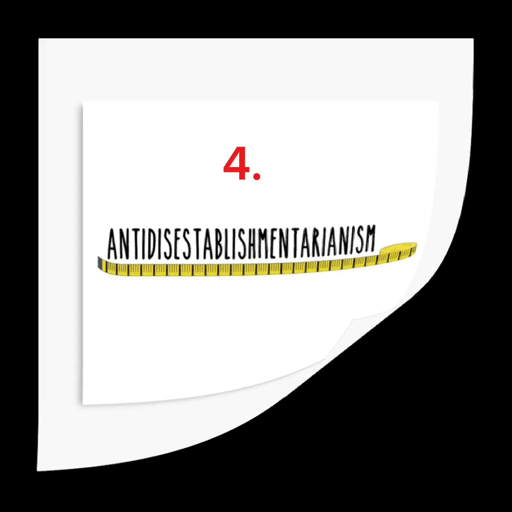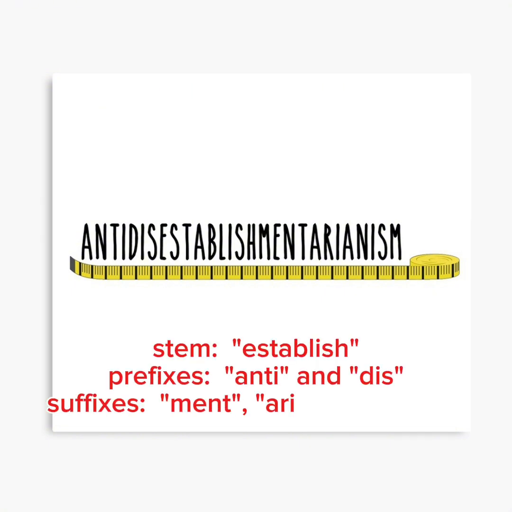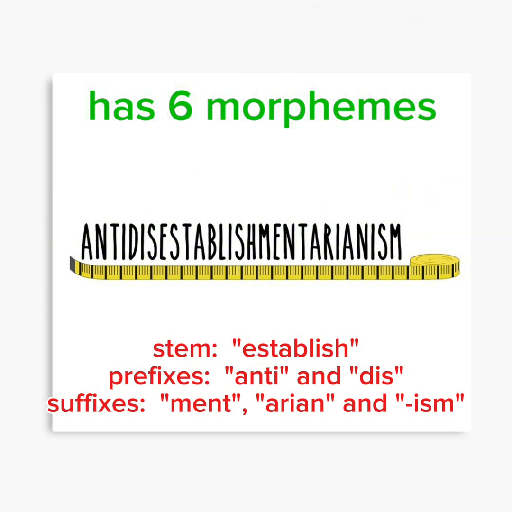Let's take the last word, anti-disestablishmentarianism. Now this is a very long and perhaps intimidating word. It's about as exotic as English gets in terms of the number of morphemes that it can pile into one word. But it has six morphemes. First of all, there is the stem establish, and there are a couple of prefixes before it, anti and dis. After establish, we have ment, arian, and ism. And each of those suffixes is meaningful. If you combine all of them together, we have six morphemes.